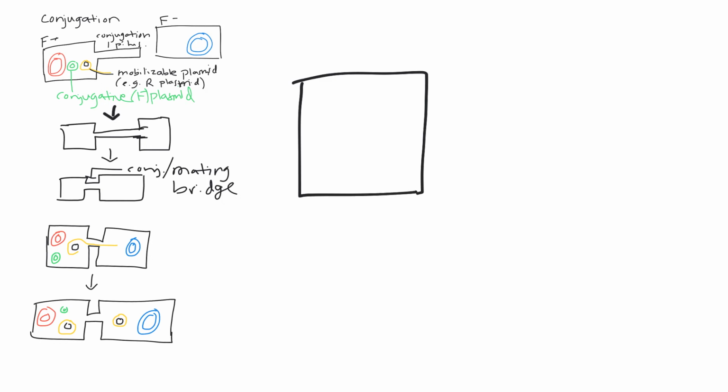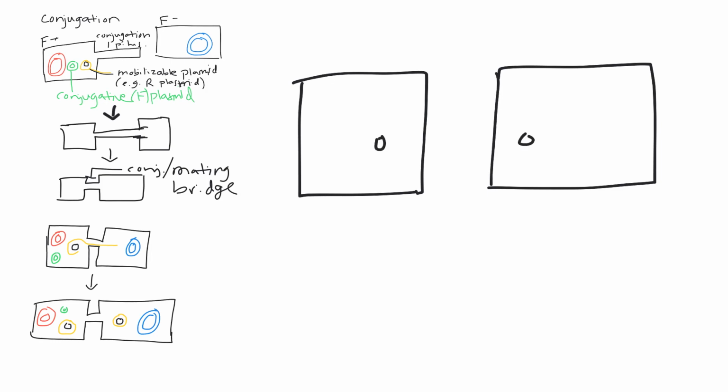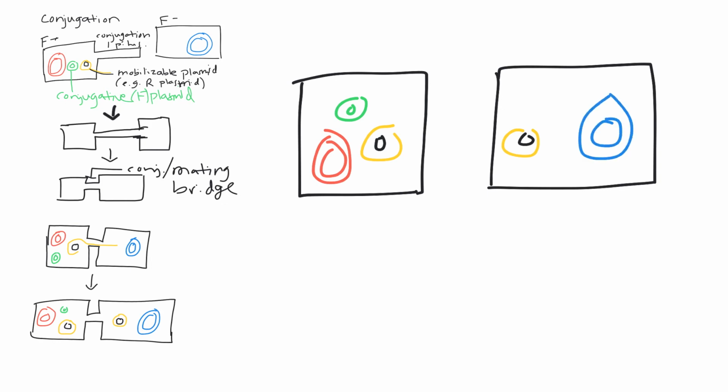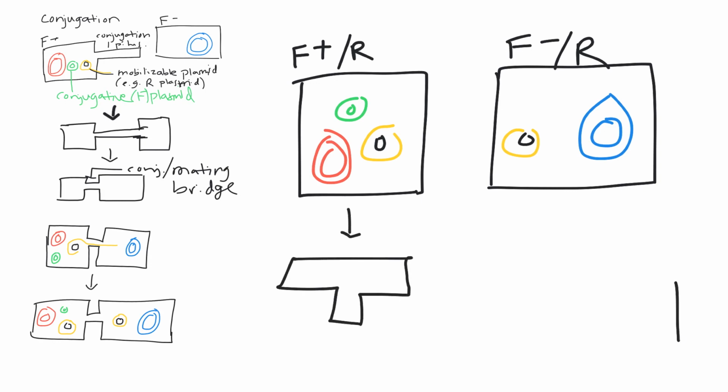Then the cells break that mating bridge, and we have two cells, each of them with a mobilizable plasmid. Let's say the R plasmid. So now we have two cells that are resistant to the antibiotic. One of them is F plus, so it can keep passing that on. The way I've drawn it here, the other one is not. So we have an F plus resistant cell. We have an F minus, but now resistant cell. And so this one can go on and form more pili. I'm sorry, that's a distorted cell, but it can spread that resistance factor and more.